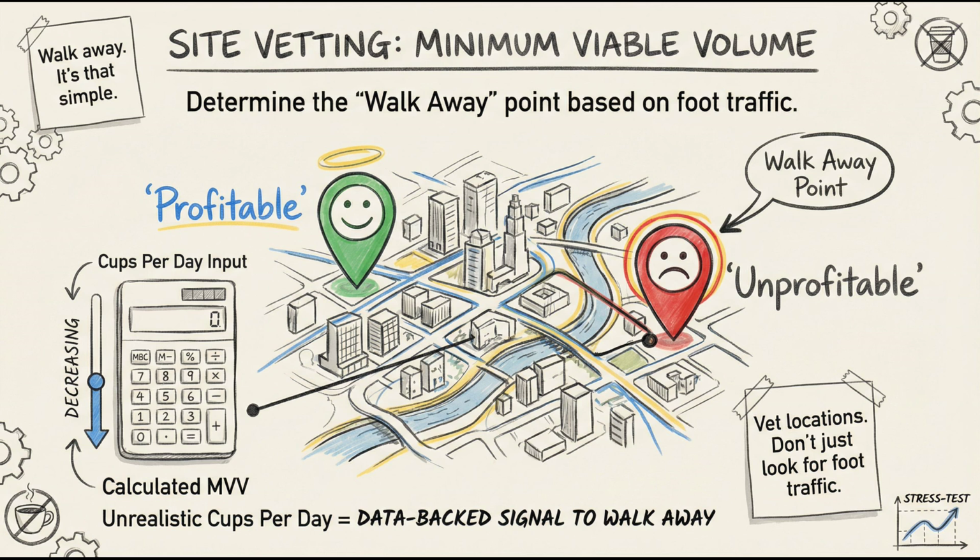Second, use it to vet locations. Don't just look for foot traffic, model it. What's the minimum number of cups you need to sell per day to hit your profit target at that location? The calculator will give you a hard number. If you don't believe you can hit that number, walk away. It's that simple.